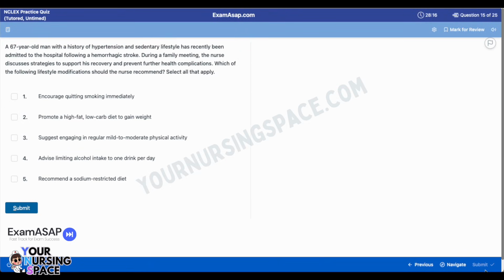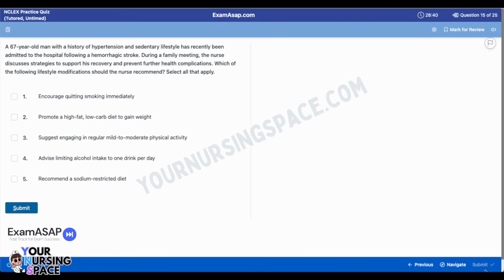A 67-year-old man with a history of hypertension and sedentary lifestyle has recently been admitted to the hospital following a hemorrhagic stroke. During a family meeting, the nurse discusses strategies to support his recovery and prevent further health complications. Which of the following lifestyle modifications should the nurse recommend? Select all that apply. Here are the options.